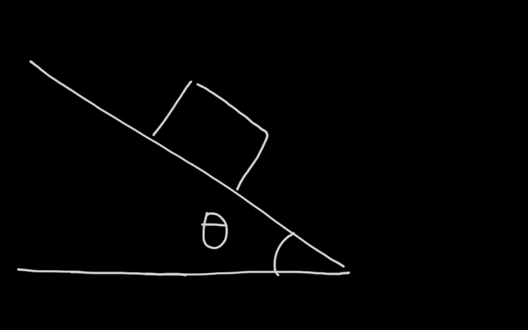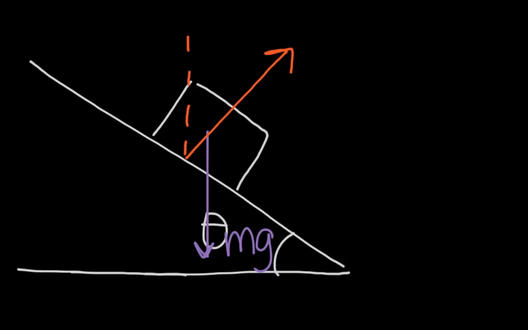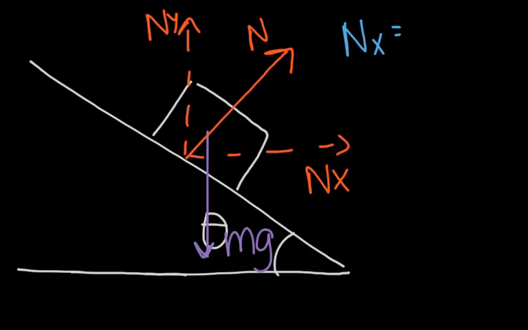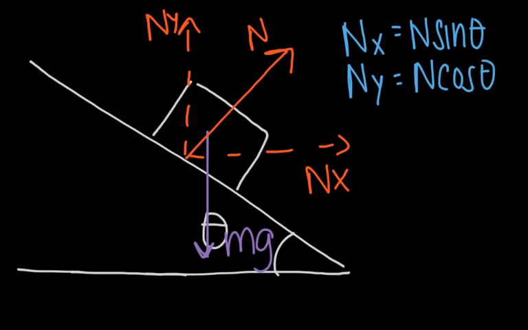So here's a pretty extreme angle, but I want you guys to be able to see what I'm doing. So here we have mg. You have your normal force. And what you'll have is the component of the normal force in the y, and you'll have your component of the normal force in the x. So what this means, and if you'd like me to do the trig out for you, I can in class, is that nx is equal to n sine theta, and ny is equal to n cosine theta.